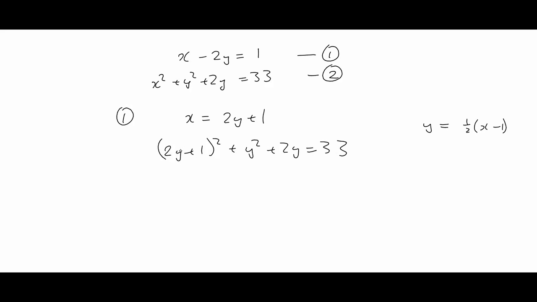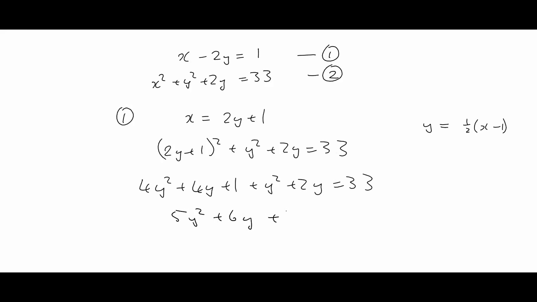Here we get one equation, one unknown, which is y. So expand this binomial, this bracket here, 4y squared plus 4y plus 1 plus y squared plus 2y equals 33. Simplifying, 5y squared plus 6y plus 1 is 33. Subtract 33 from both sides, 5y squared plus 6y minus 32 equals 0.